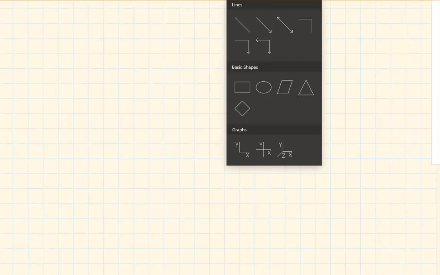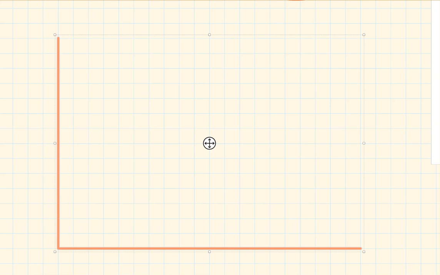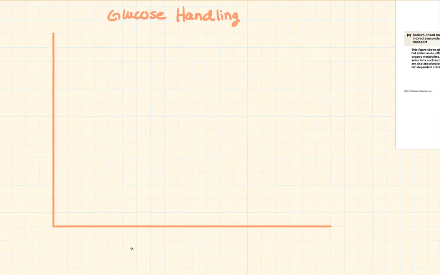So to do this, we are going to need an axis. So go ahead and draw yourself an axis. And this graph is going to be glucose handling. So on the x-axis, we are going to have plasma glucose concentration. And on the y-axis, we are going to have transport rate.